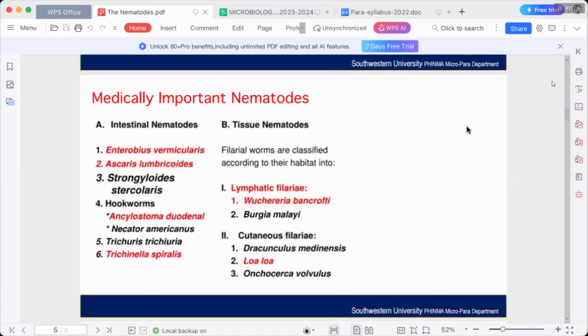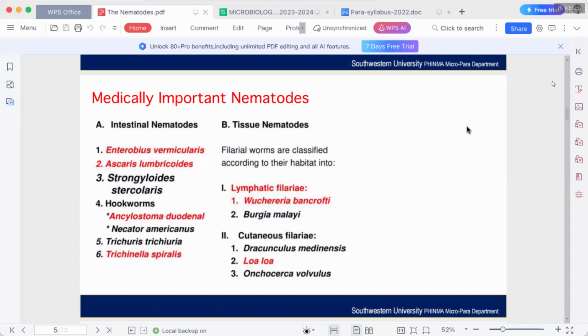So what are your medically important nematodes? For the intestinal nematodes, you have the most commonly encountered parasites in our country: Enterobius, Ascaris, hookworms, Trichuris trichiura, Trichinella spiralis, and Strongyloides.